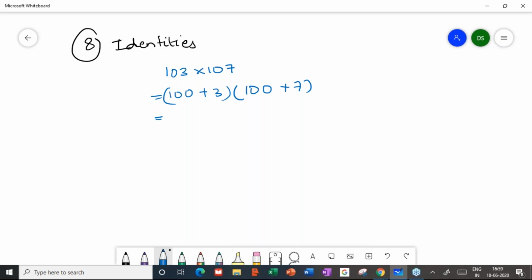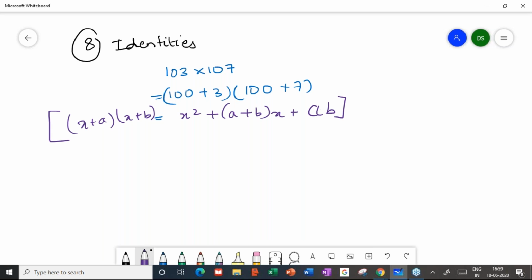and if you still feel a bit less confident, maybe you can solve it later once more without seeing the solution. So you write it like this. Then there is an identity which says, let me write it with this pen, (x plus a)(x plus b) is nothing but x square plus (a plus b)x plus ab. So I'm going to use this identity here.